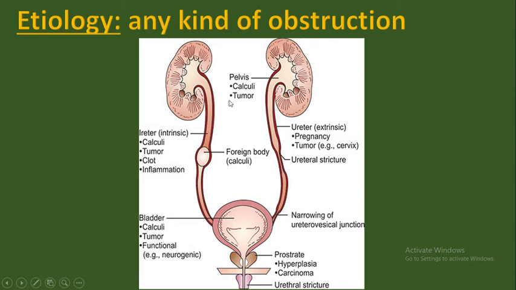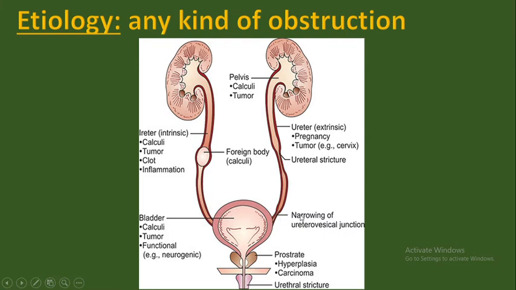And obstruction can be not only a stone; it can be calculi, tumor, clot, inflammation, at any level, here or here or here. Also, if there is prostate hyperplasia or carcinoma, this will not allow the urine to go downside, and the urine will go upward toward the kidney and accumulate here, and hydronephrosis will occur.